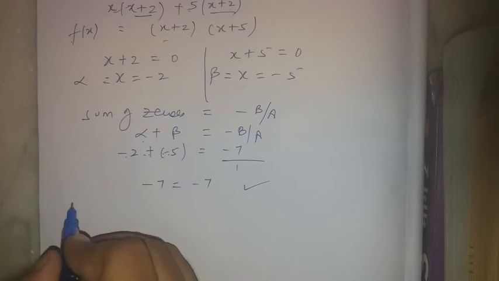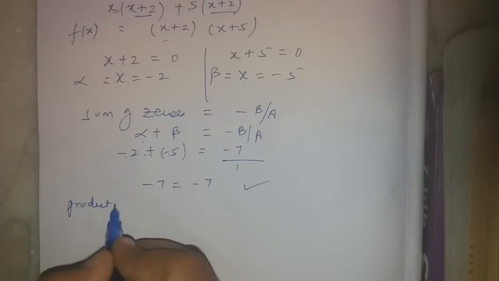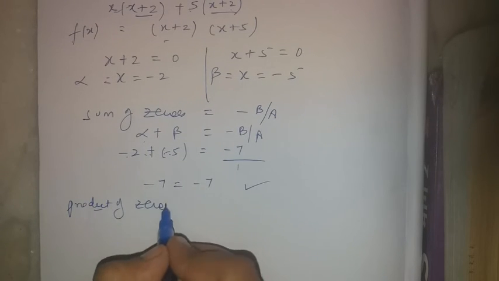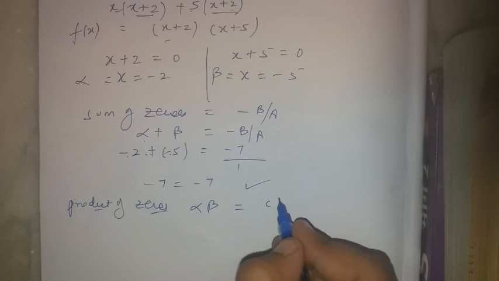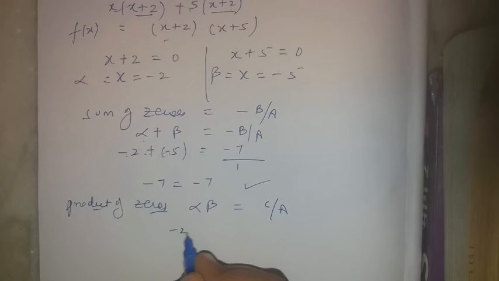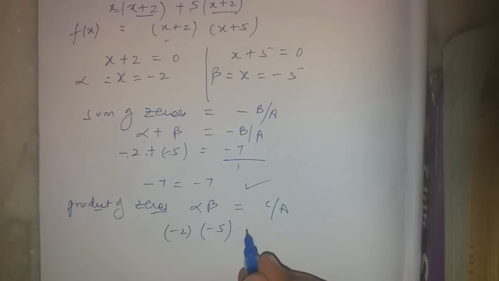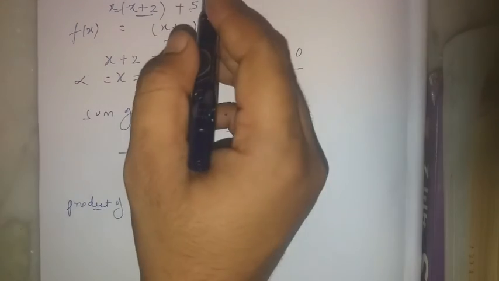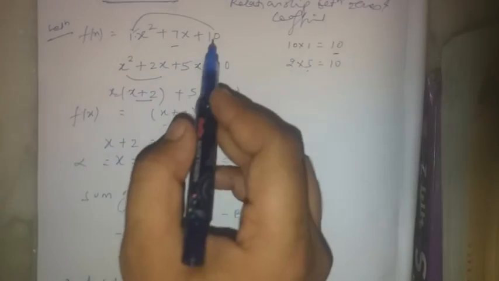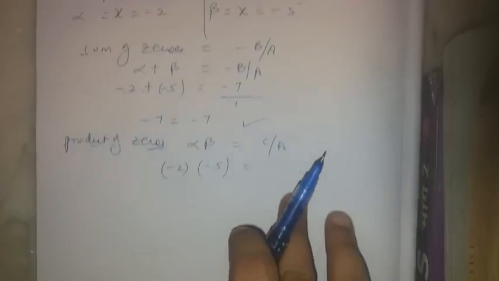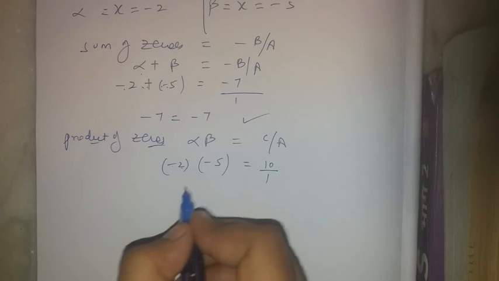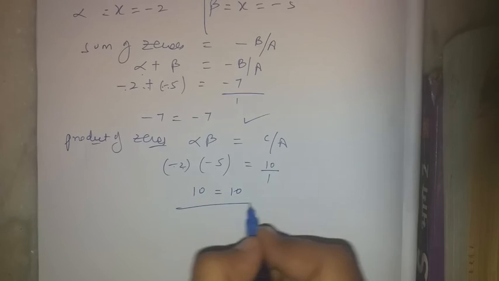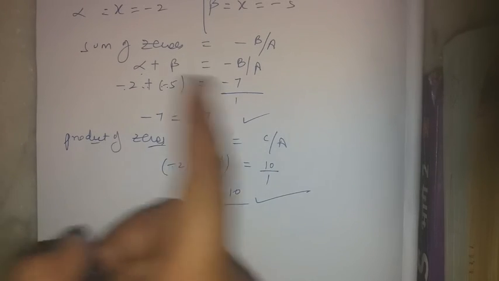After that, the product of zeros. Alpha into beta equals c by a. Alpha is minus 2 and beta is minus 5. What is c? c is 10 and a is 1, so c by a is 10 divided by 1. Minus times minus is plus, and 2 fives are 10, equals 10. This is verified.